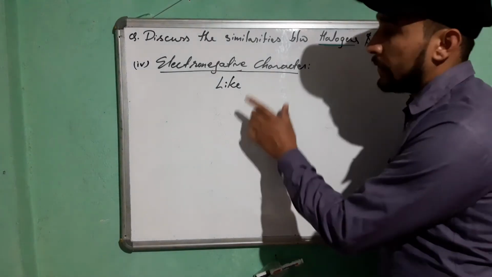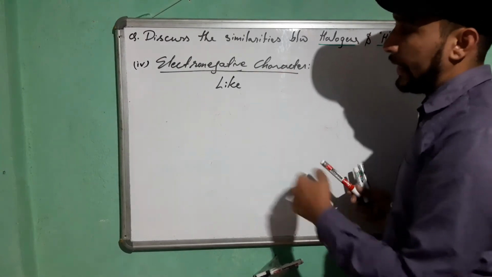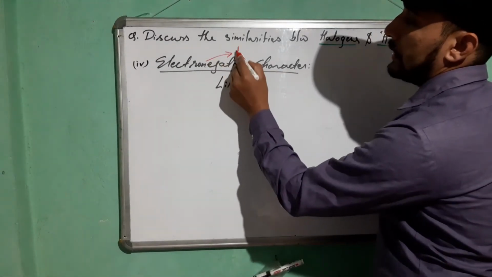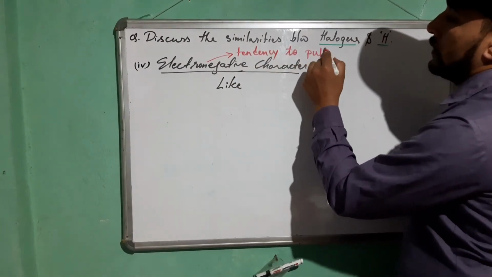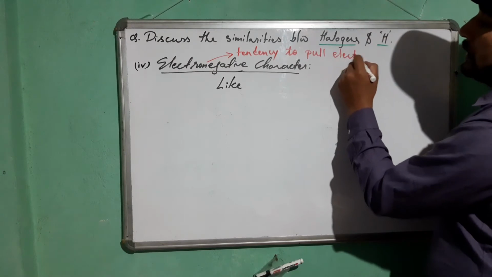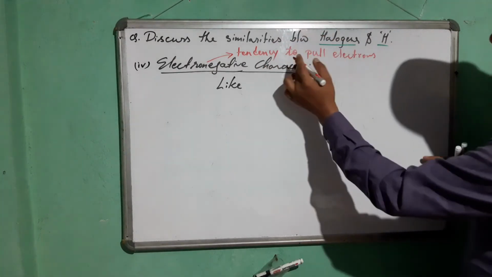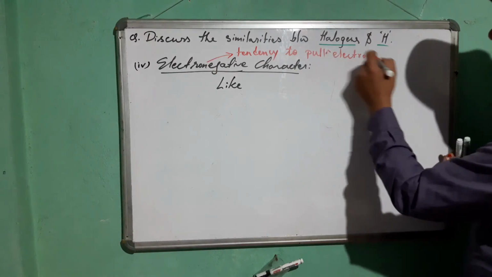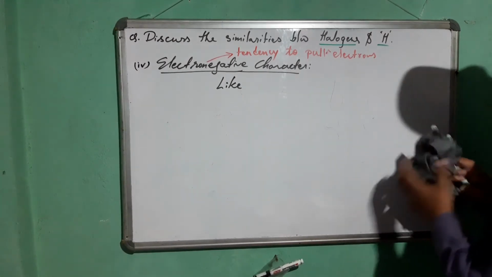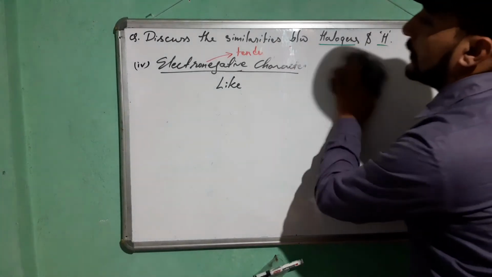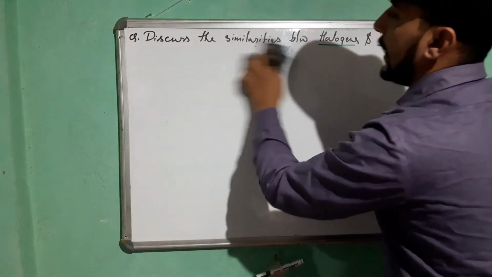Like halogens, hydrogen also has the electronegative character. Electronegative means tendency to pull shared pair of electrons towards itself. That is called electronegativity. So hydrogen also has electronegative character like that of halogens.